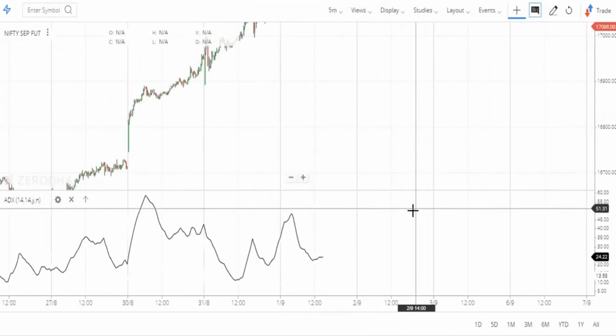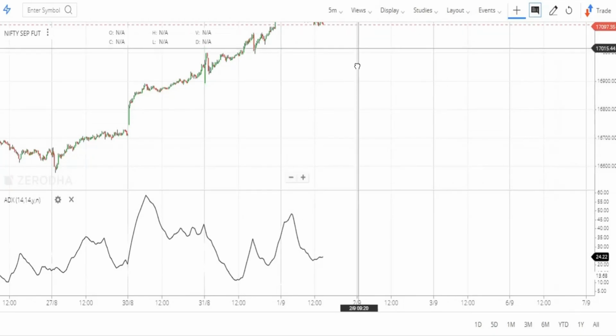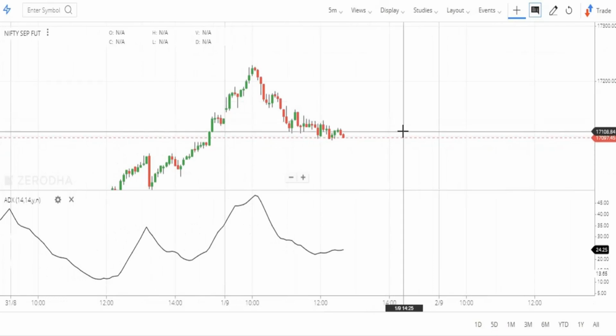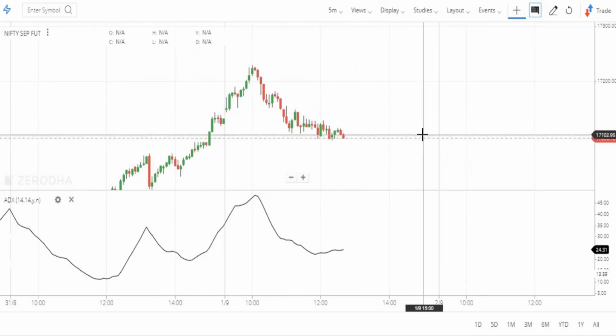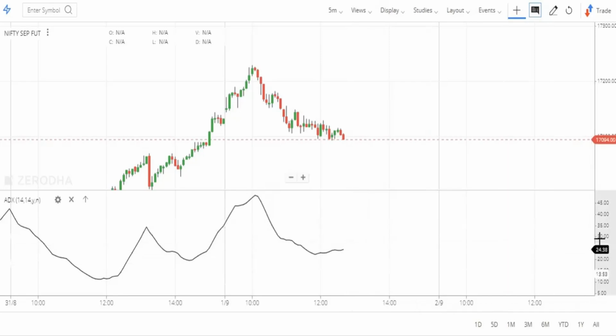What is ADX? Now ADX is basically a momentum indicator. It will not tell you whether the market is going to go up or whether the market is going to go down. It will not tell you that. What it will tell you instead is whether the market is having strength or not. Some numbers are getting displayed over here. The output value is here.